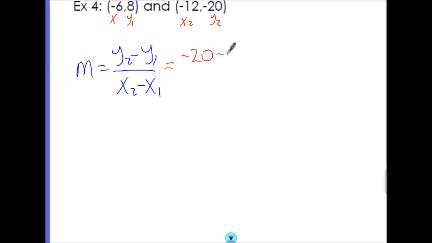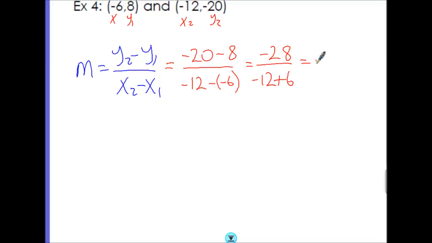Negative 20 minus 8 divided by negative 12 minus negative 6. Numerator will become negative 28. Denominator will become negative 12 plus 6, which will turn into negative 6. Negative 28 divided by negative 6, and negative divided by negative will be positive. I can simplify both numerator and denominator by negative 2. Then our slope will turn into positive 14 over positive 3.